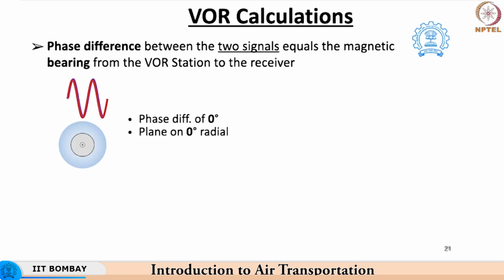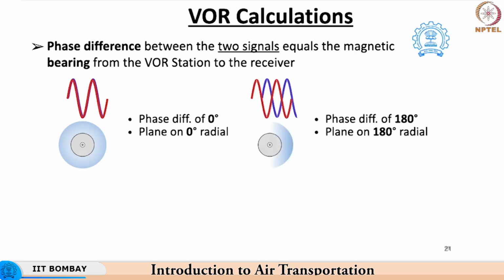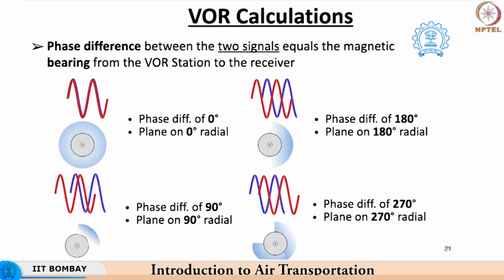For instance, in this particular figure, the reference signal and the variable signal are at a 0-degree phase, and hence the plane lies at a 0-degree radial with respect to the VOR station. In this case, the two signals are at a phase difference of 180 degrees, and hence the aircraft lies at a radial of 180 degrees. Similarly, the same analogy works for the 90-degree and 270-degree radial directions, and for other radial courses that the pilot wishes to follow.